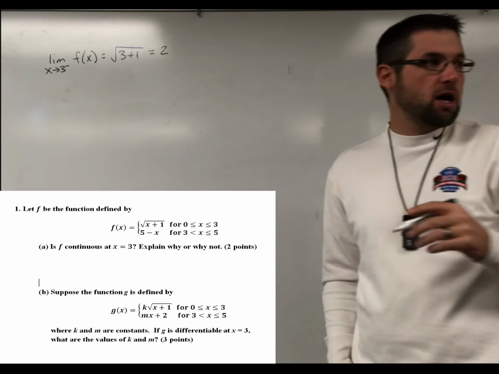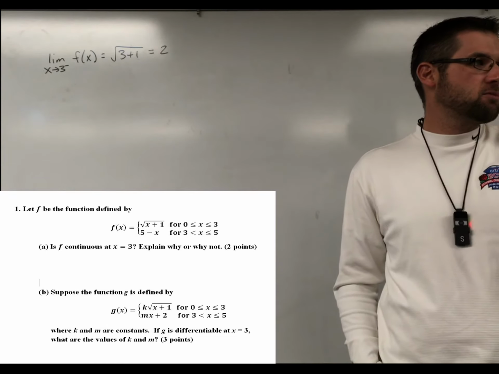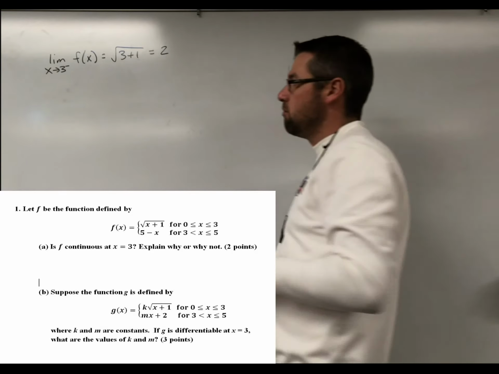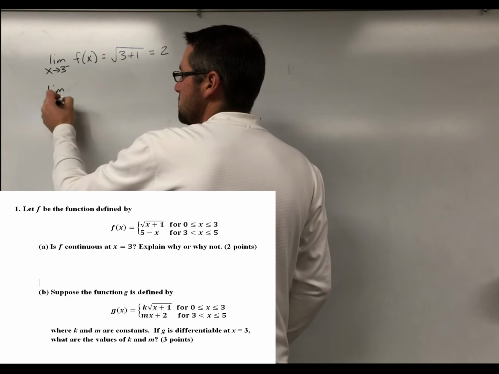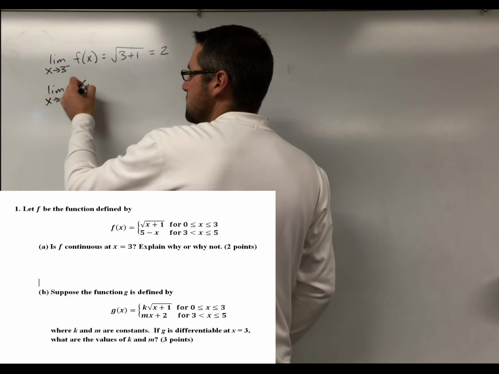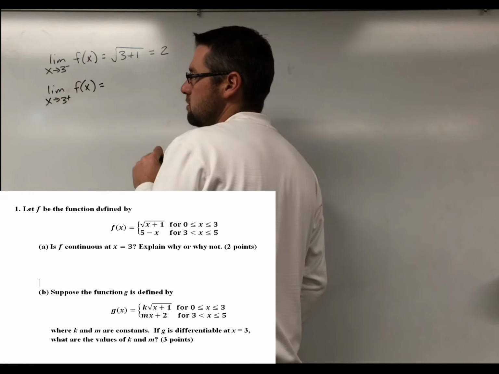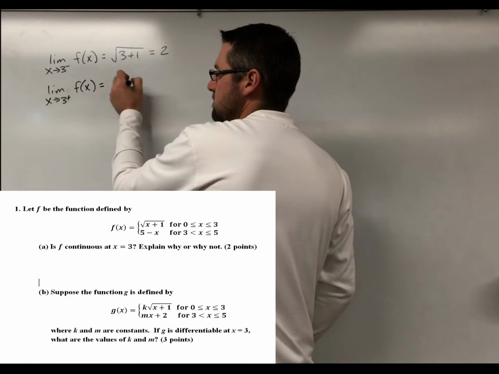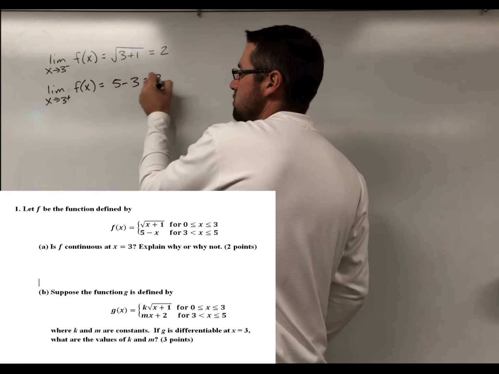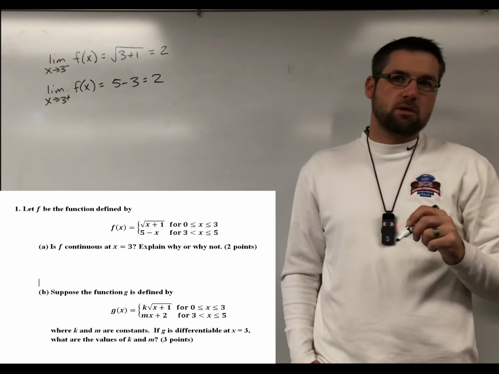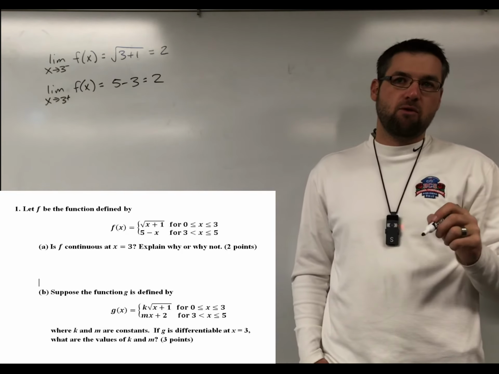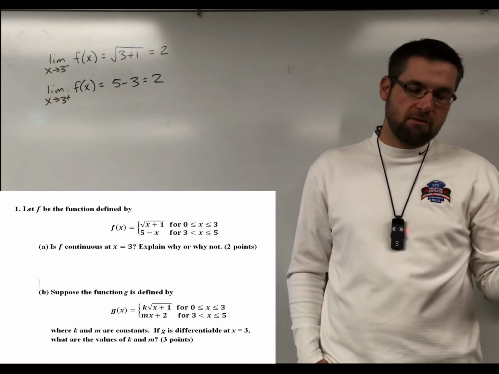Because this is a function, so we're not looking at plus or minus, it would be both. We don't want that. So the limit as x approaches 3 from the right of f of x is equal to 5 minus 3, which is 2. So what can we say at this point? Therefore, the limit from the left is equal to the limit from the right.